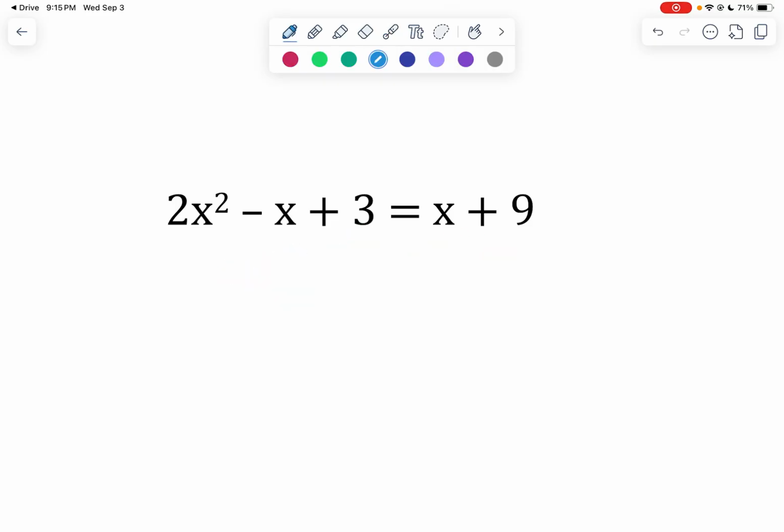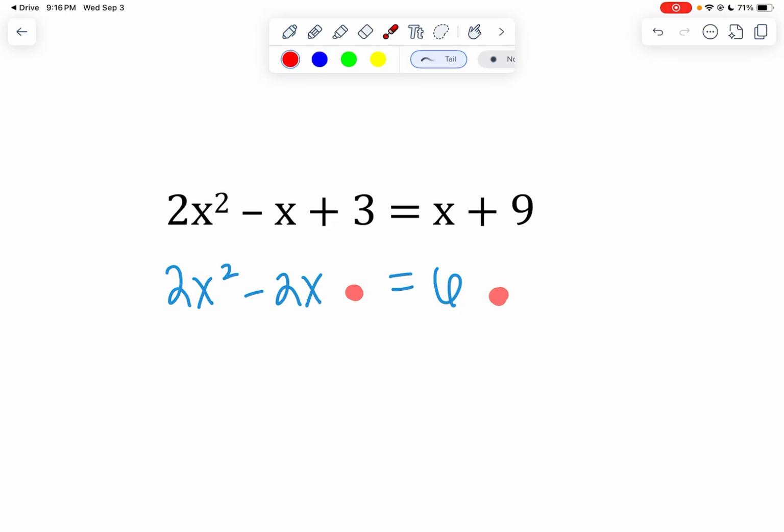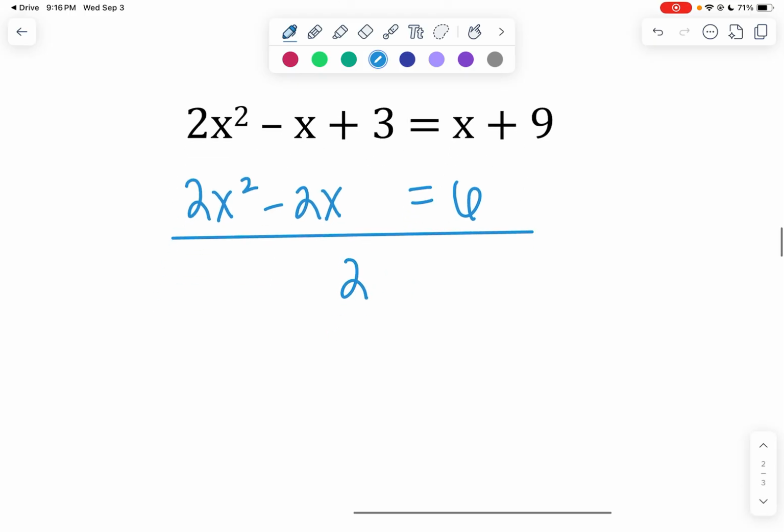So when I do all of that, I get 2x squared minus 2x, because I moved the x over. Then I'm going to move the 3 to the other side, so now I have 6, okay? Then I can make a equal 1 and figure out what to add. So divide out what the a is, because I need it to equal 1. So divide everything by 2. You want that leading coefficient to be 1. So now you have x squared minus x equals 3.